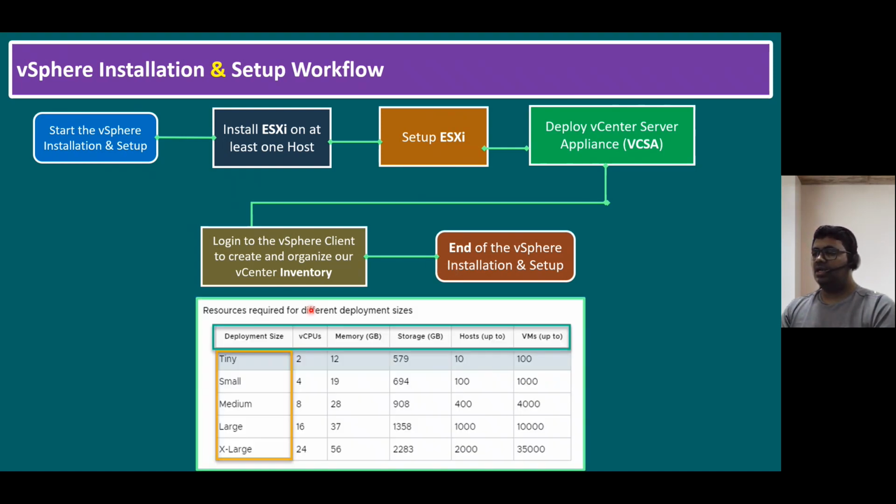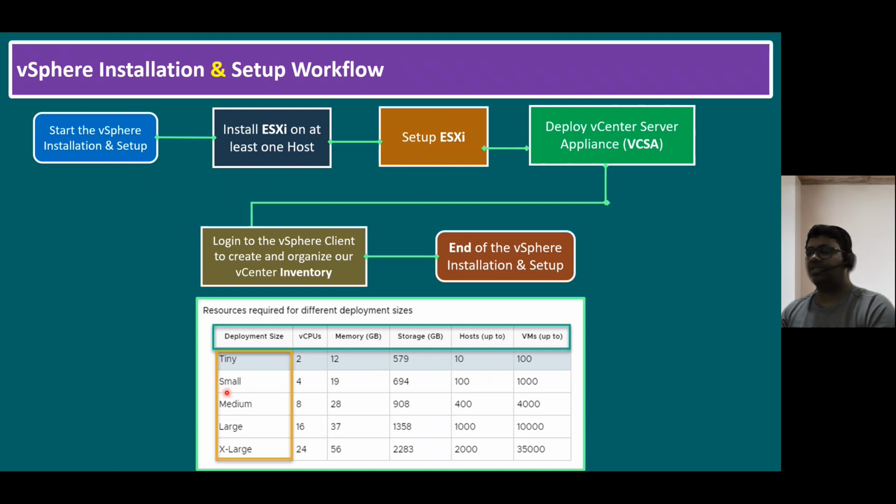And here, if you plan to install a vCenter server, here is the resource requirement table. The vCenter server can be deployed in 5 deployment sizes. It's almost similar to t-shirt sizing: tiny, small, medium, large, and X large. Based on our organization's infrastructure size, we can choose a specific vCenter deployment size. Suppose your organization plans to configure up to 100 ESXi hosts. For 100 ESXi hosts, you can go for small.